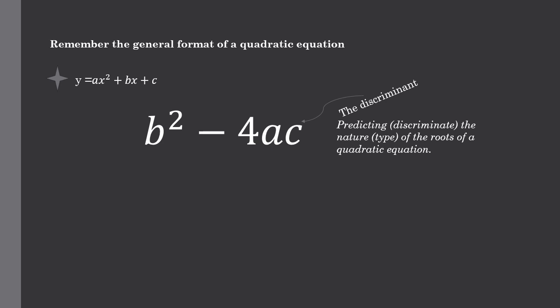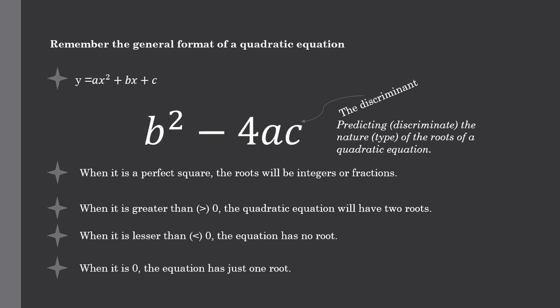Now, how do we know the types of roots we are working with? So we have cases or scenarios. The first test is when the discriminant is a perfect square. The roots will be integers or fractionals.